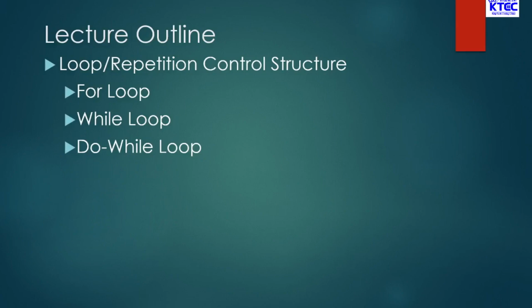In this lecture, we're going to look at the loop or repetition control structure, in which we have the for loop, while loop, and then the do while loop. These are the three basic types of loops we have. So we're going to look at how they are used and how they are written.